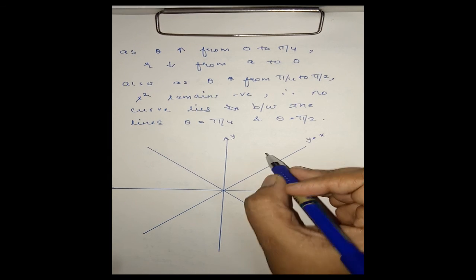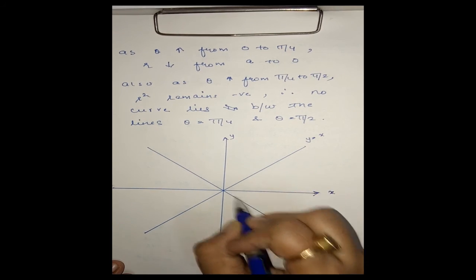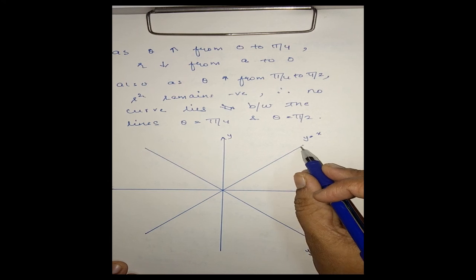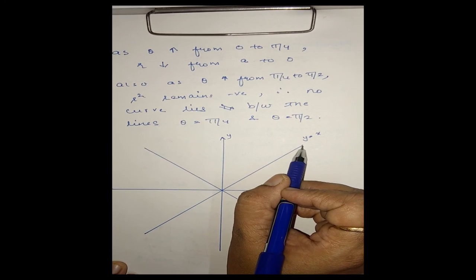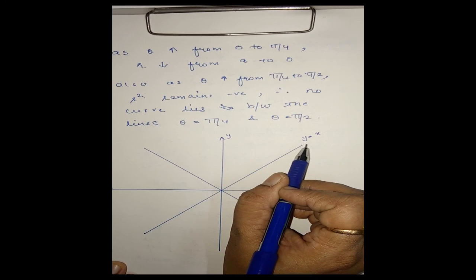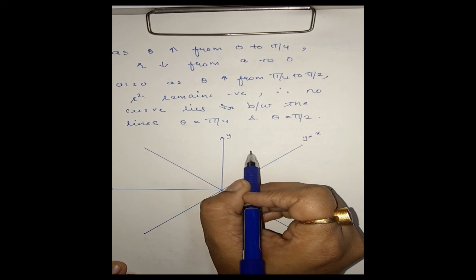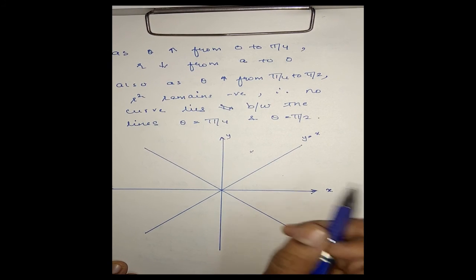Now here from 0 to 45, the curve lies only in this quadrant, and no point on the curve is in the interval pi by 4 to pi by 2. Here we have no graph. Only here we have a graph.